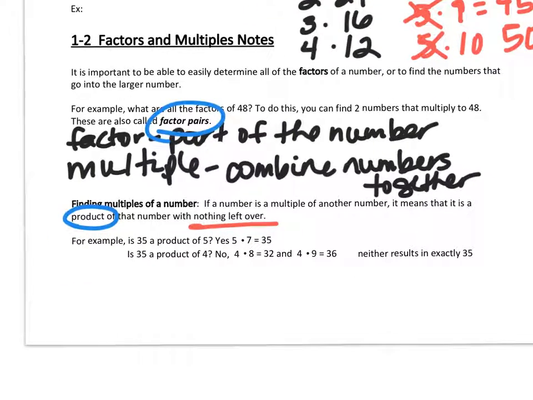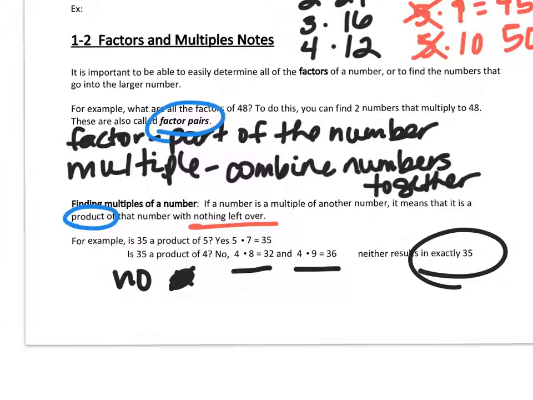So, for example, is 35 a product of 5? Yes. We know that 5 times 7 gives us 35. Right on the nose. We don't have anything left over. Is 35 a product of 4? Well, again, you've got 4 times 8 is 32. 4 times 9 is 36. Both are pretty close to 35, but they need to be exactly 35. And so 35 is not a product of 4. Okay? Super short notes. Super easy. We're going to do some practice in class.